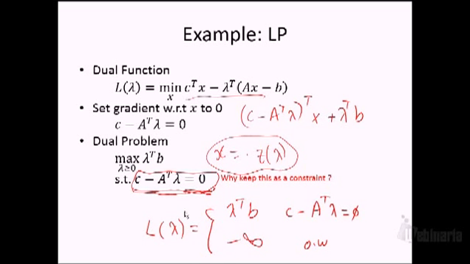And so this is the function that we want to maximize in the dual problem. And it's equivalent to say that the dual problem is to maximize lambda transpose b subject to these constraints. And so this is how it happens that applying the definition of the dual function and the dual problem can give rise to additional constraints on the dual.